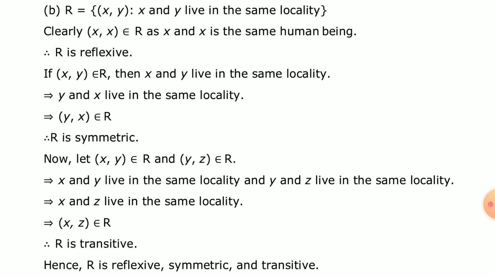Now let (x,y) belong to R and (y,z) belong to R. That means x and y live in the same locality and y and z live in the same locality. So therefore x and z live in the same locality, which implies (x,z) belongs to R.